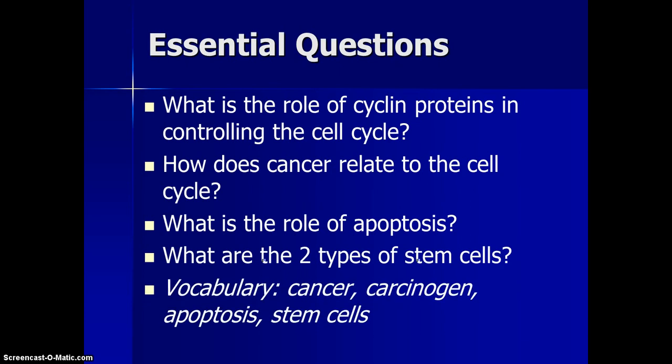What is the role of cyclin proteins in controlling the cell cycle? How does cancer relate to the cell cycle? What is the role of apoptosis? What are the two types of stem cells? Vocabulary: cancer, carcinogen, apoptosis, and stem cells.